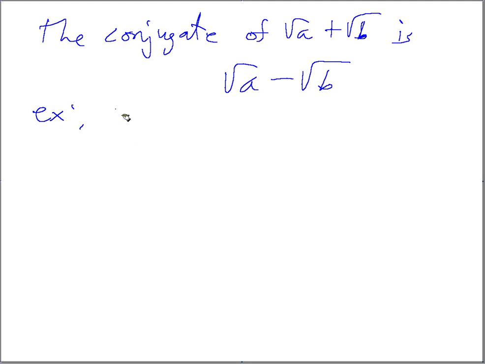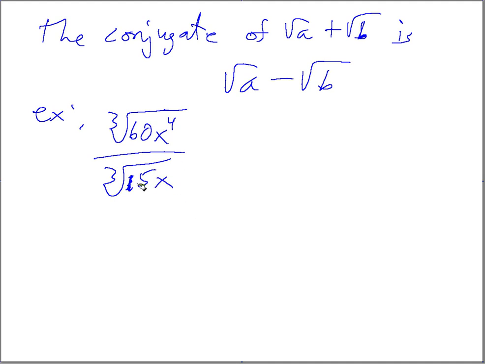two radicals here? Well, for example, let's say we have something like the cube root of 60x to the 4th power divided by the cube root of 5x. So this, if you are dividing two cube roots, again, just put it under one big cube root as we did earlier for multiplication. 60x to the 4th over 5x.